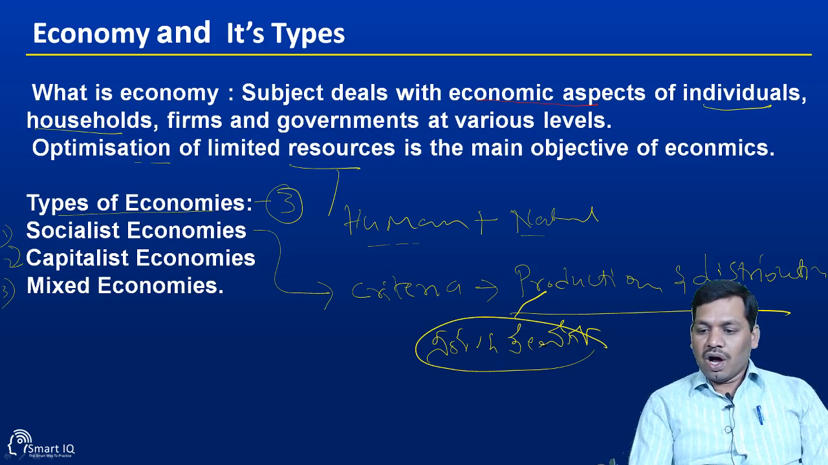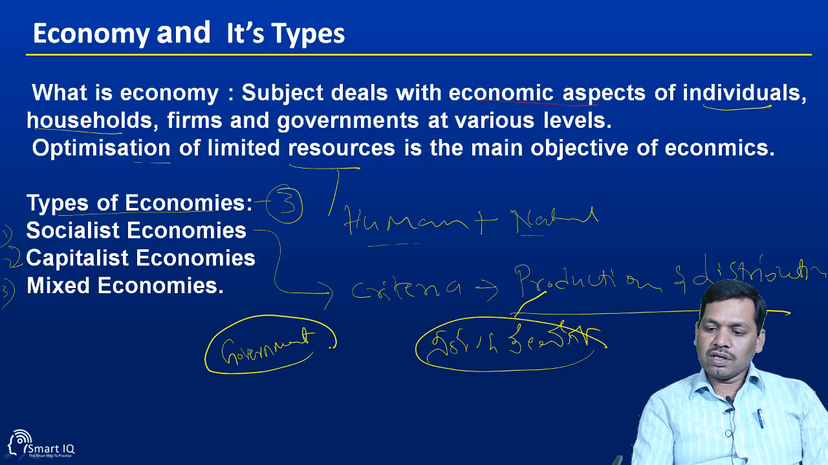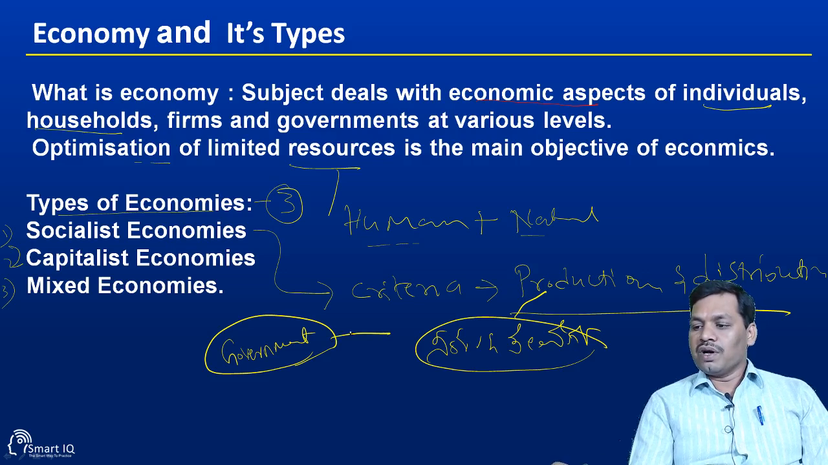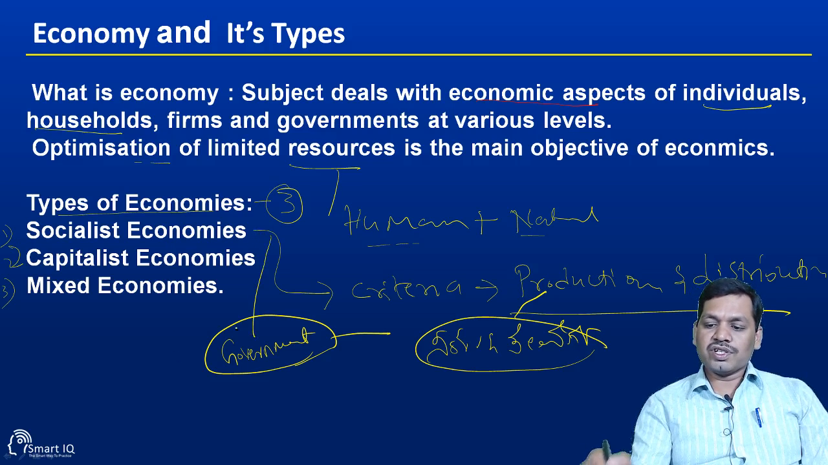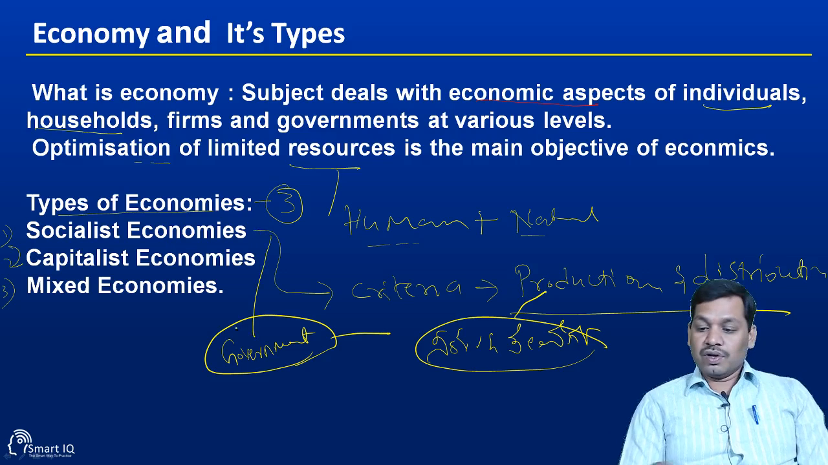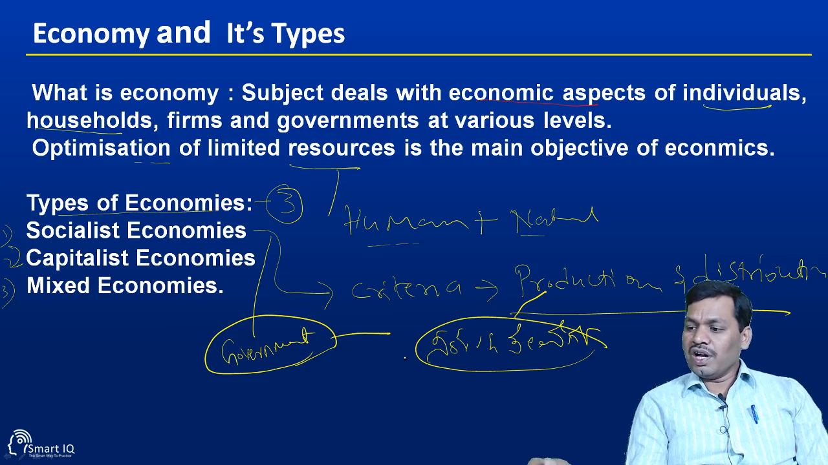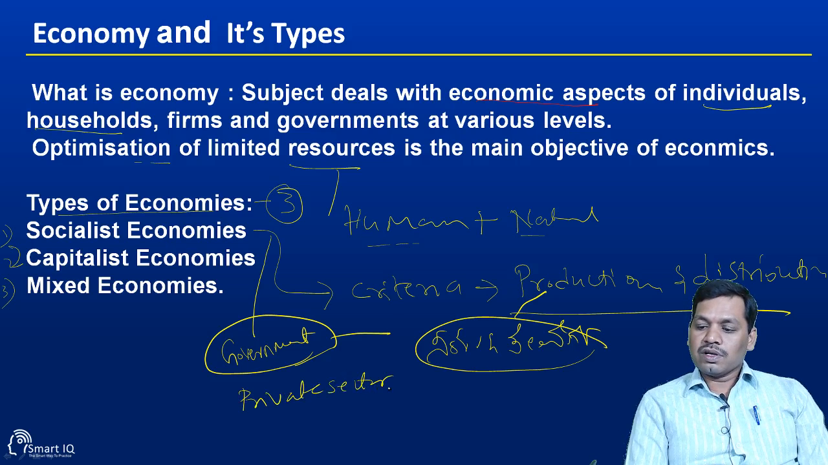The production and distribution of goods and services are with the government sector. Government sector is the owner or only producer of goods and services and distributor. Then it is said to be a socialist economy. In case the goods and services are produced and distributed by the private sector, then we call that economy a capitalist economy.